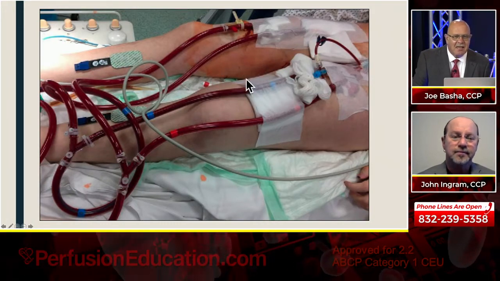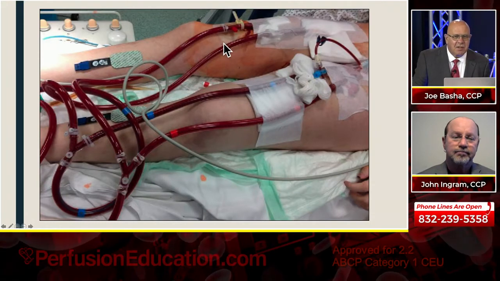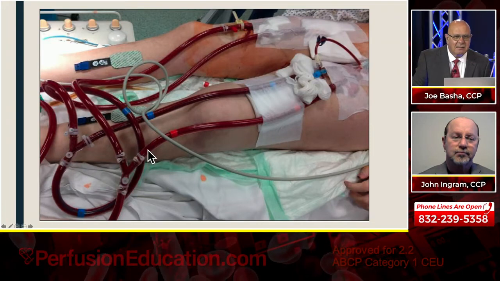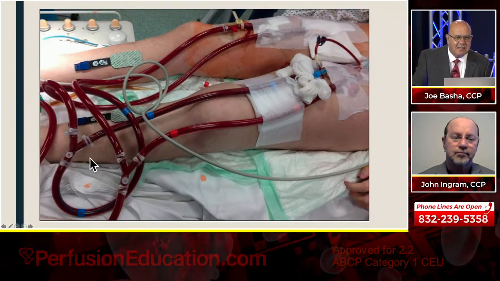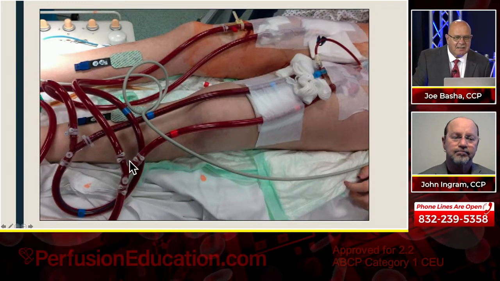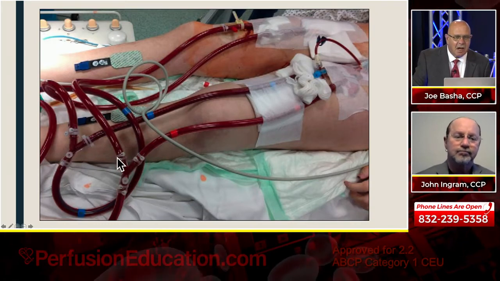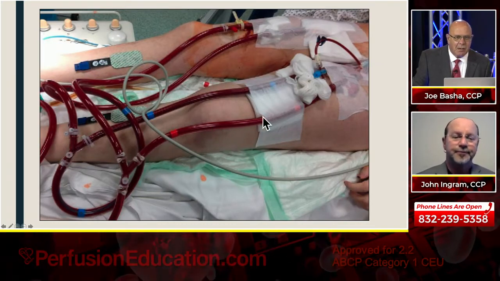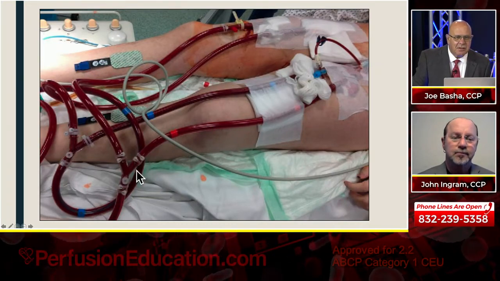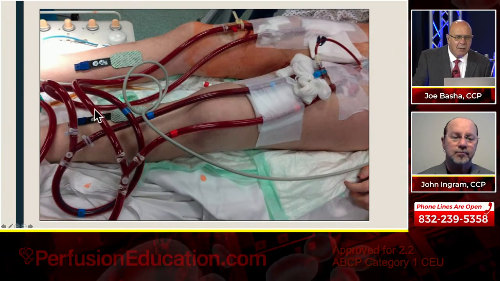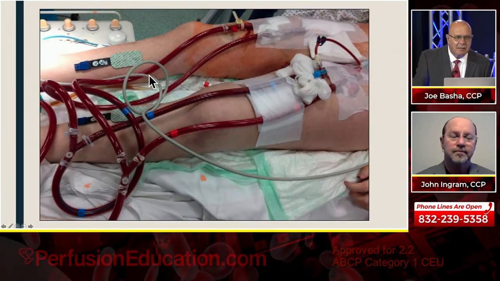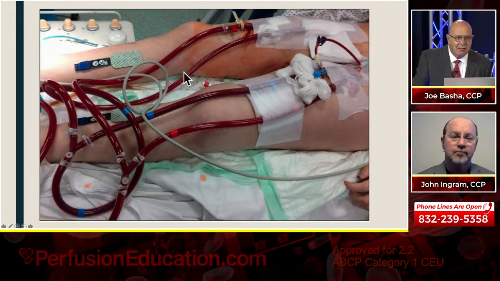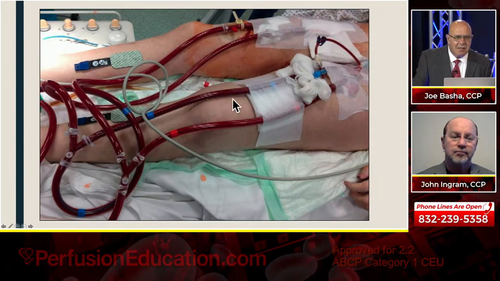So this line and this line are draining back to the patient. This line and this line here are pumping into the patient. So you have red blood going this way, going in right there, and you have drainage coming here, and you have drainage coming here.